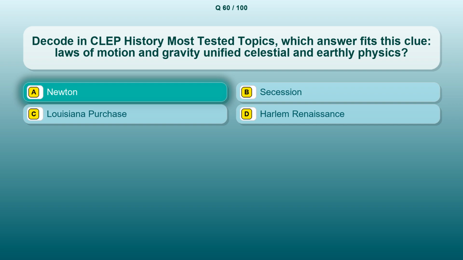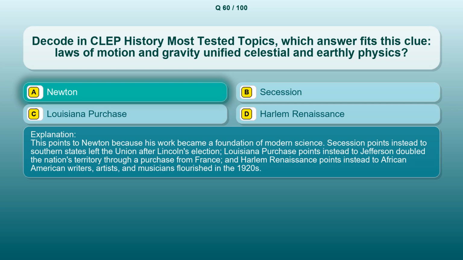The correct answer is option A, Newton. This points to Newton because his work became a foundation of modern science. Secession points instead to Southern states left the Union after Lincoln's election. Louisiana Purchase points instead to Jefferson doubled the nation's territory through a purchase from France. And Harlem Renaissance points instead to African American writers, artists, and musicians flourished in the 1920s.